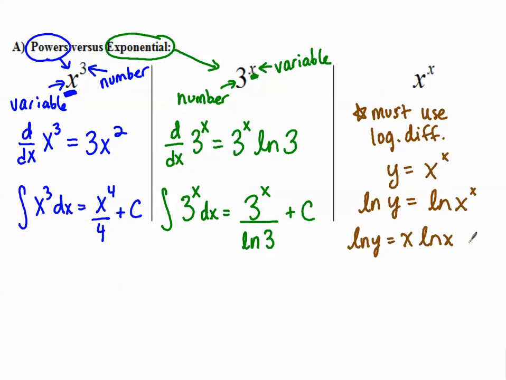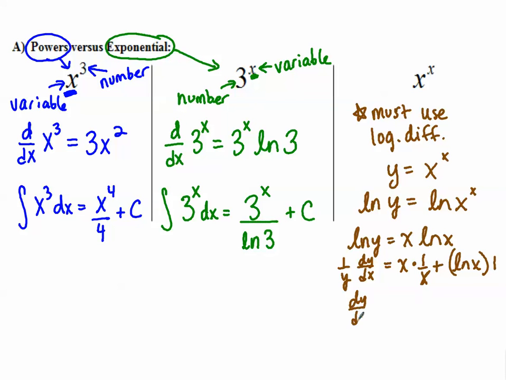Then we do our derivative of both sides. Remember, the derivative of natural log of y is 1 over y, but because it's with respect to x, times dy dx. Remember on this side to use the product rule. So first times the derivative of natural log of x is 1 over x, plus the second, natural log of x, times 1. And then we multiply by y.